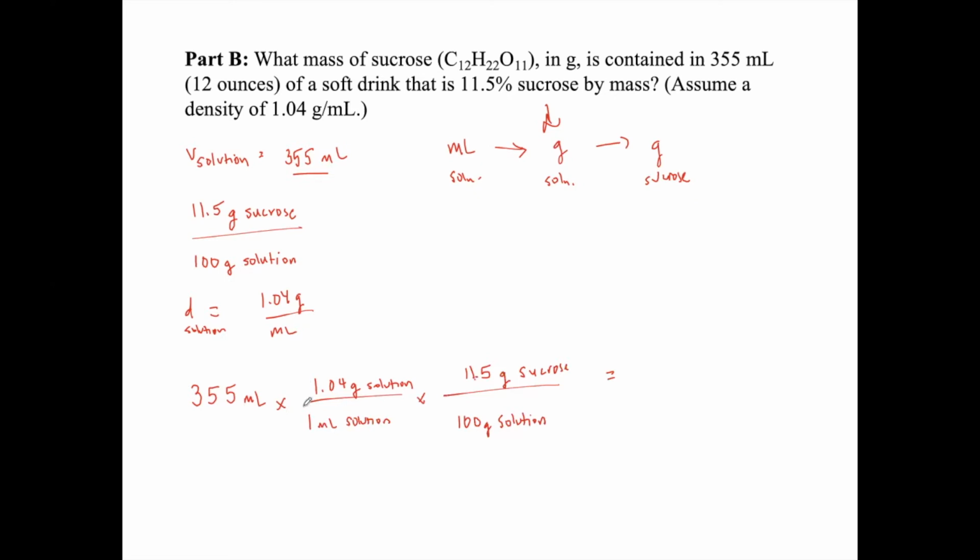Milliliters of solution cancels out, grams of solution cancels out. We're just left with grams of sucrose. So the result should be 42.5 grams of sucrose.